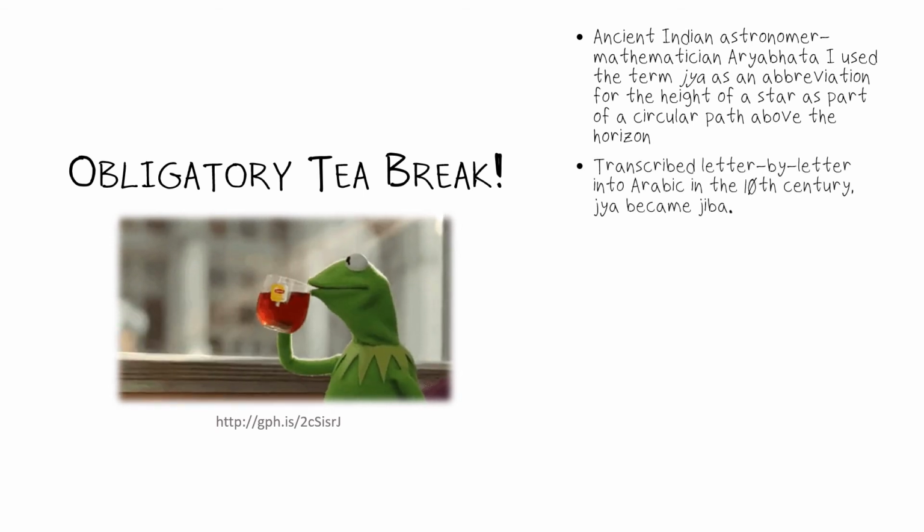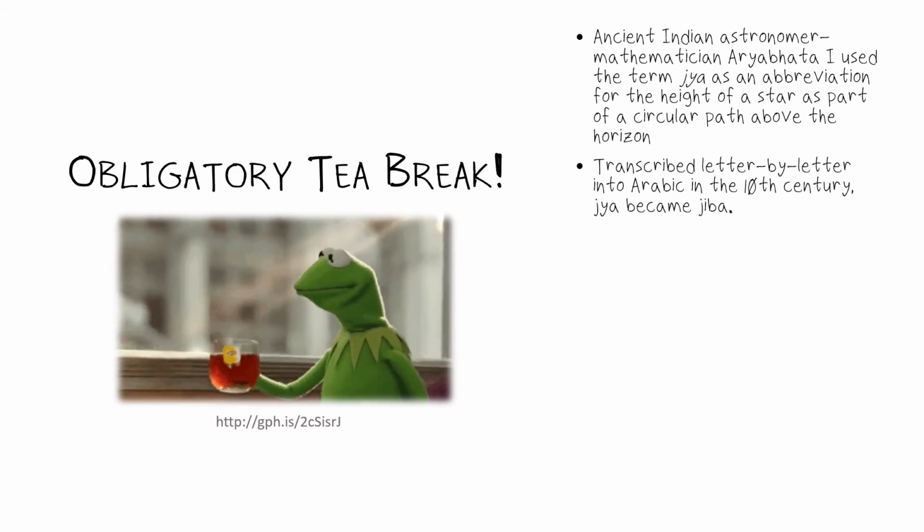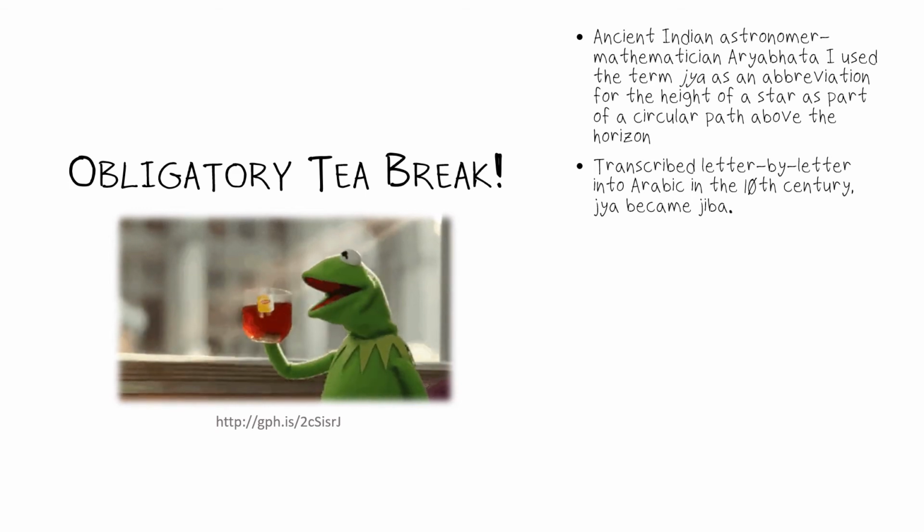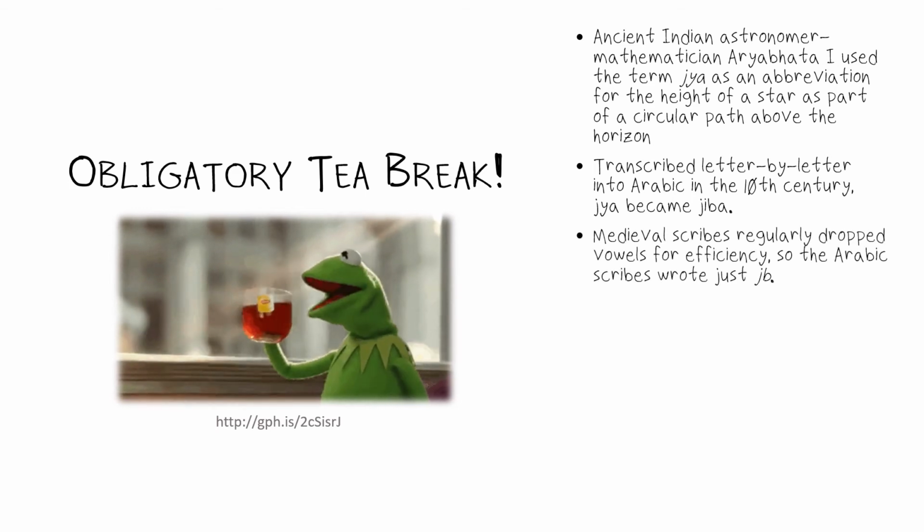Later, the Arab science and math communities really did a bang-up job in preserving scientific and mathematical texts from all over the place. When they were translating Aryabhata's work into Arabic around the 10th century, they converted it to the phrase JIBA instead of JYA. So it's sort of like a game of telephone. It changes a little bit with every go.